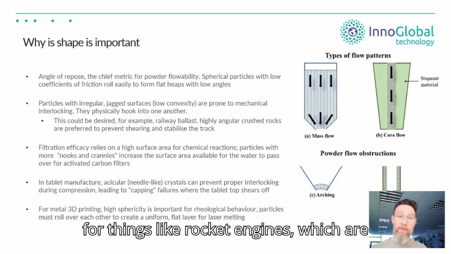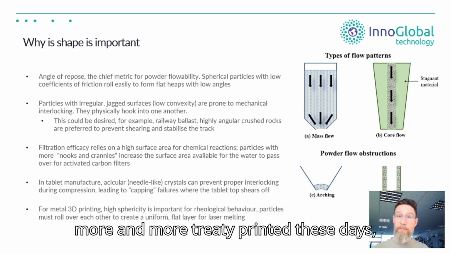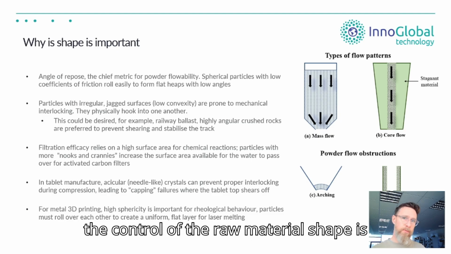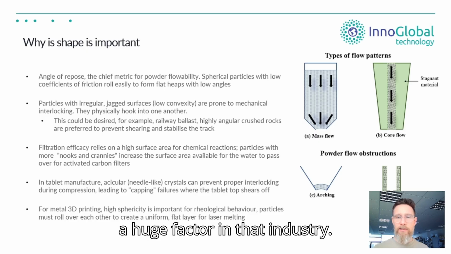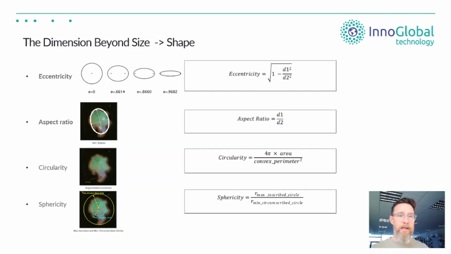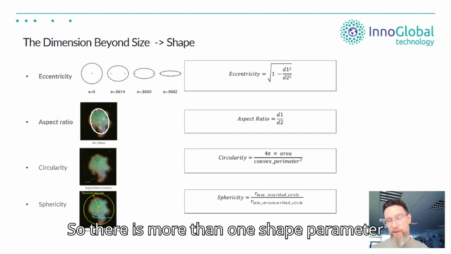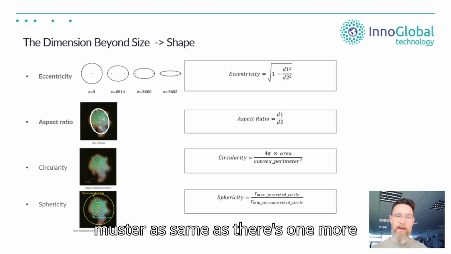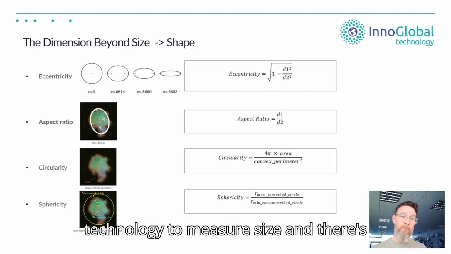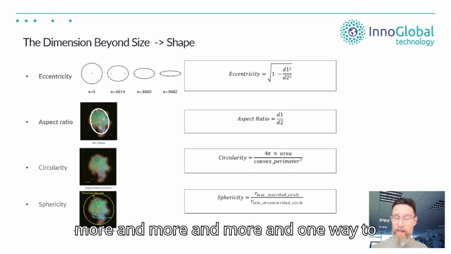So hence, for things like rocket engines, which are more and more 3D printed these days, the control of the raw material shape is a huge factor in that industry. So there is more than one shape parameter, much the same as there's more than one way to measure size as well.